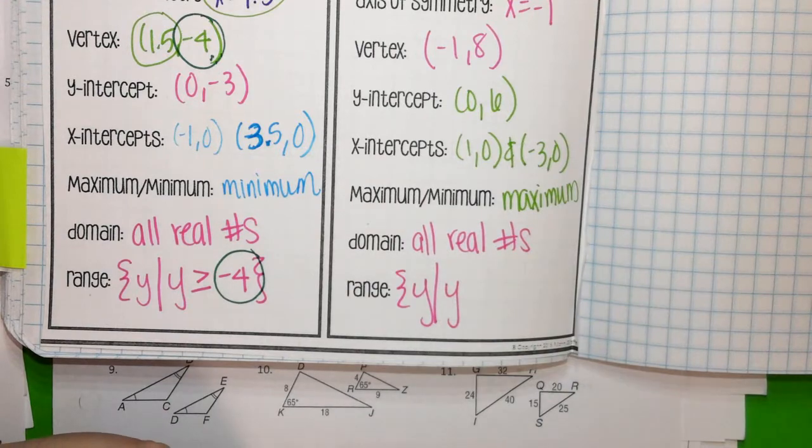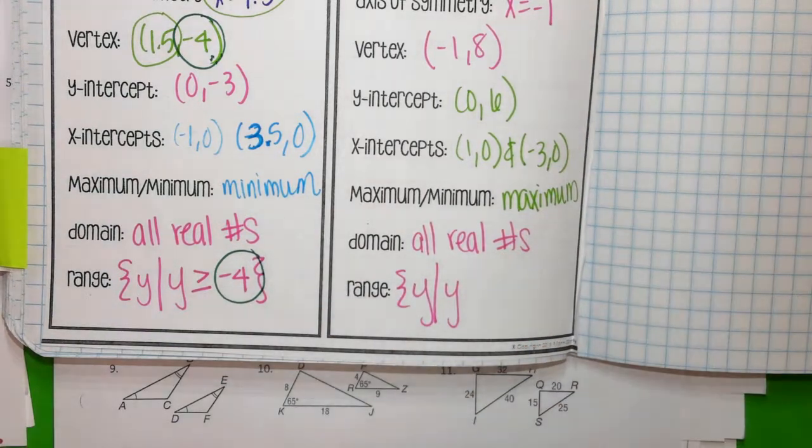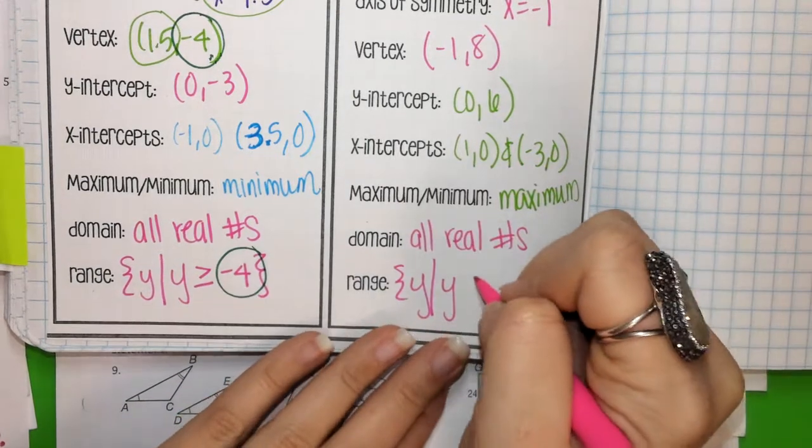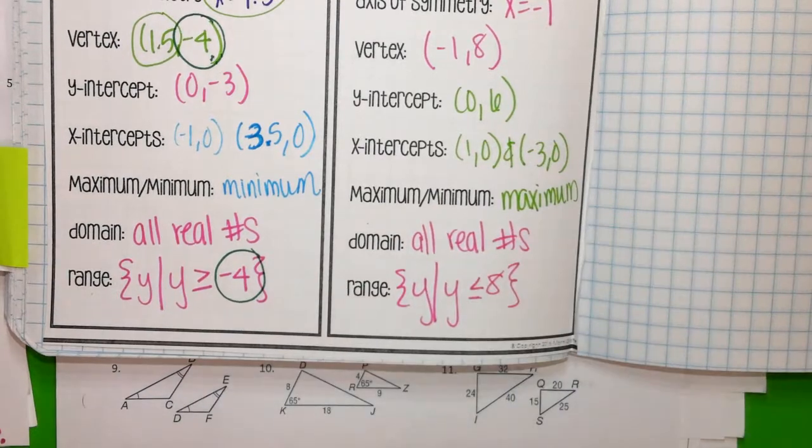Is it going up or down this time? The graph is going down. So it's less than or equal to? 8. Look at you go. Take a point. Do we agree or disagree? Because remember, the y value of your vertex always matches.